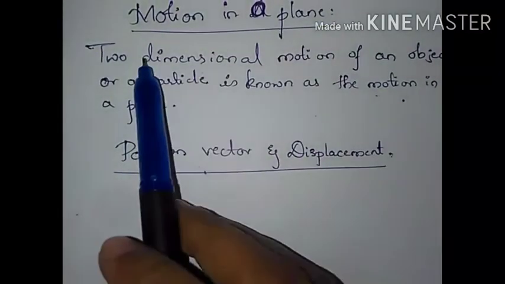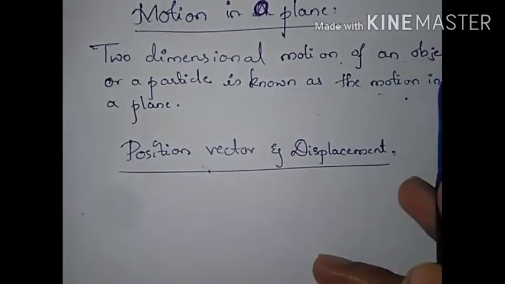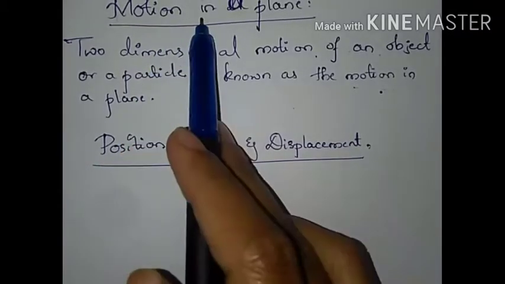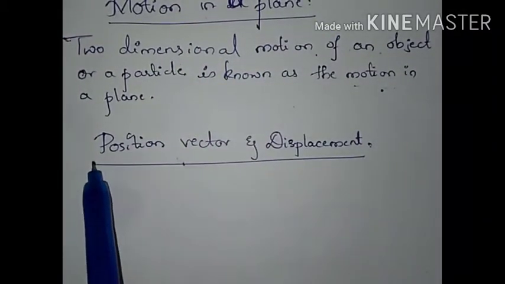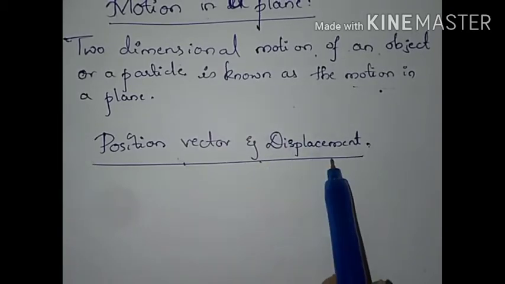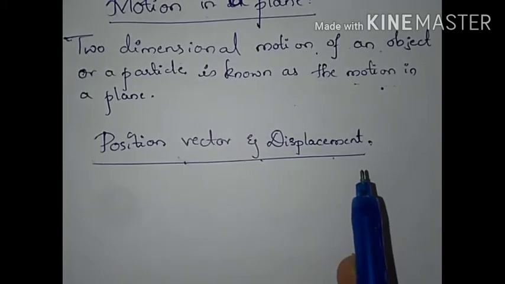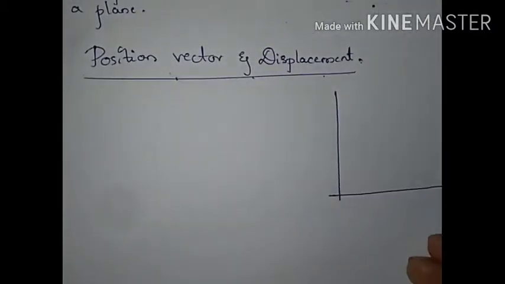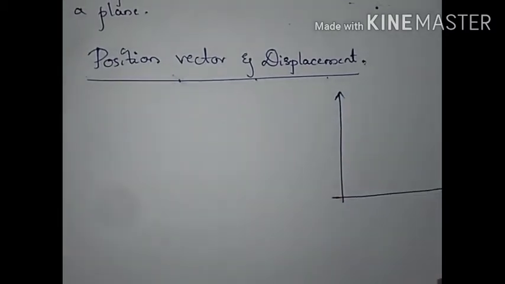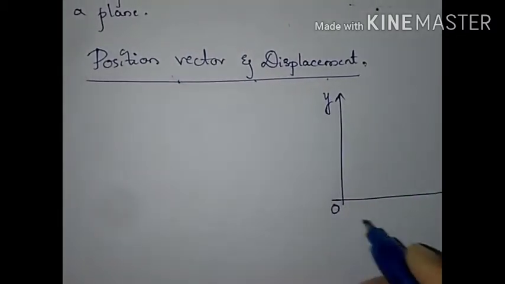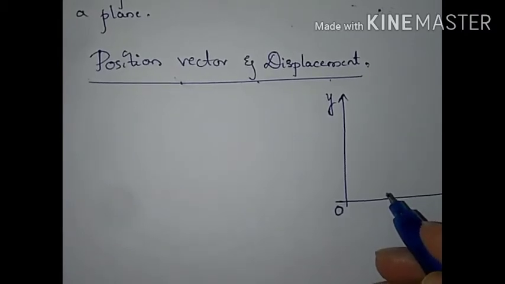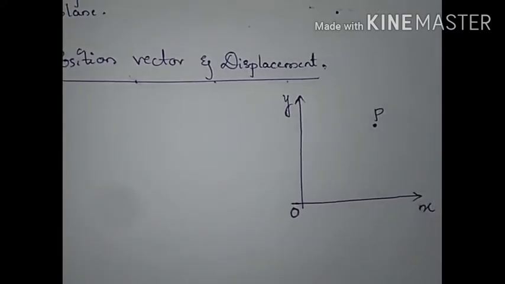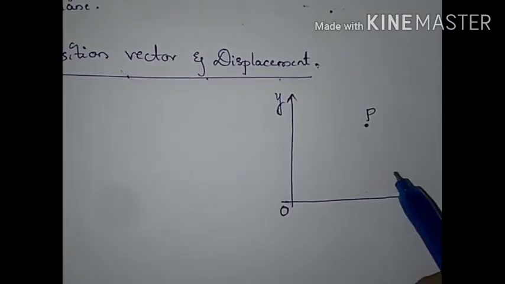So motion in a plane is just two-dimensional motion of an object or a particle. So in this motion in a plane, we are defining what is position vector and what is displacement. So let's suppose you have a particle which is moving in a plane. Then you have to draw 2D x, y. Now let's suppose the position of a particle is P. So this is the position of the particle.